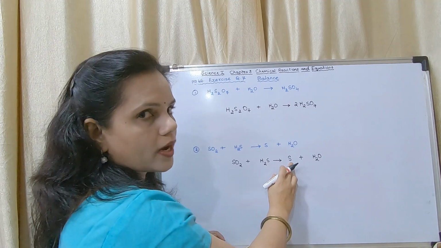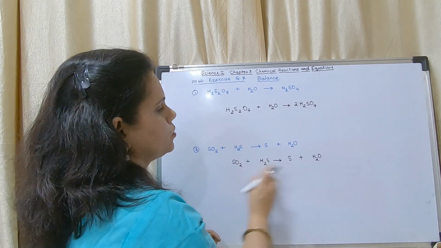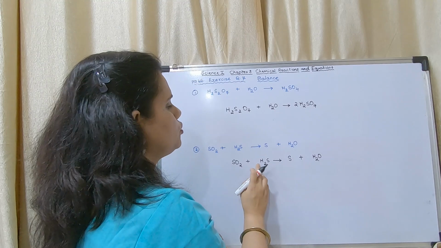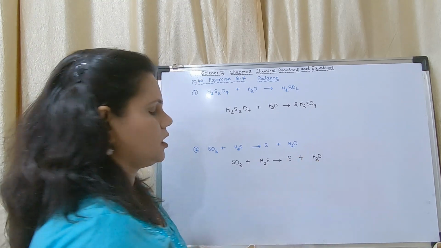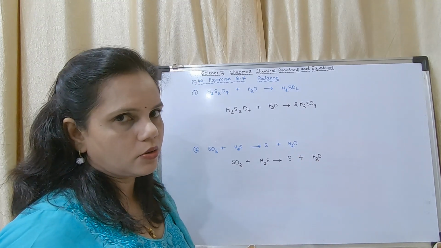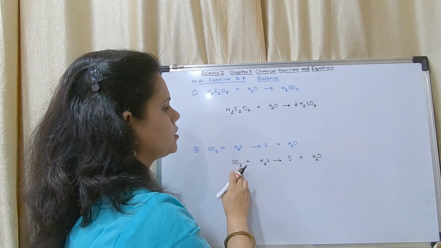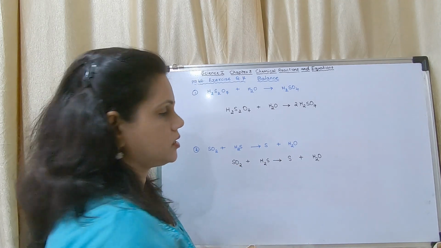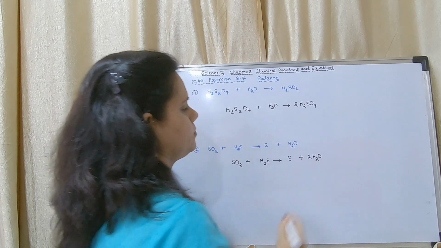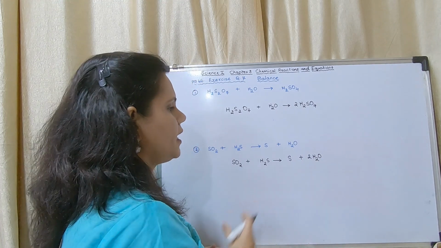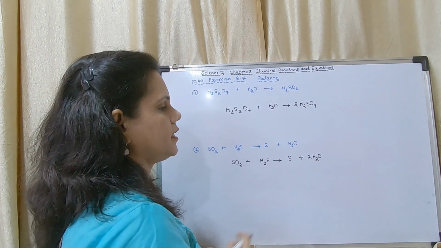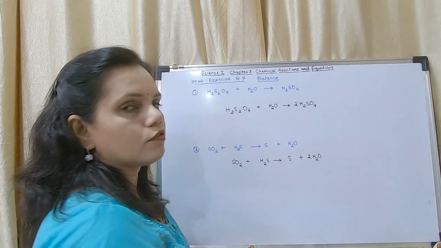There is only one S here. O2, there is only one O here. 2 hydrogen, 2 hydrogen. So we will go for oxygen. There are 2 oxygen here, there is only 1 oxygen there, so I will put a 2 here. While I have put 2 oxygen there, the hydrogen has become 4.